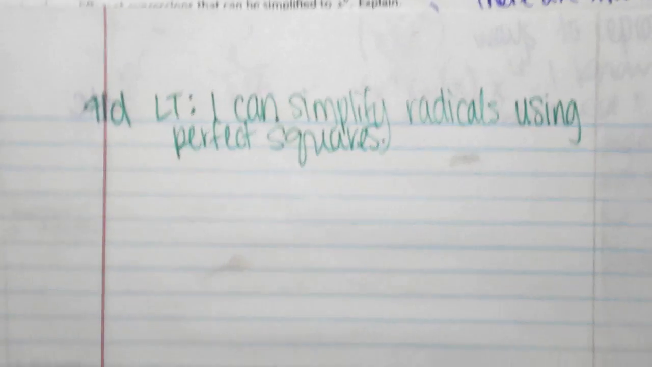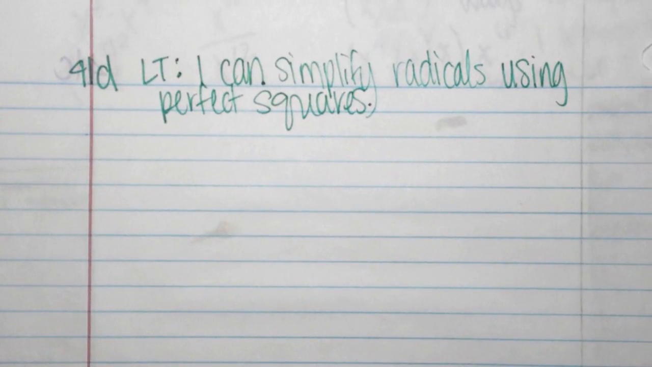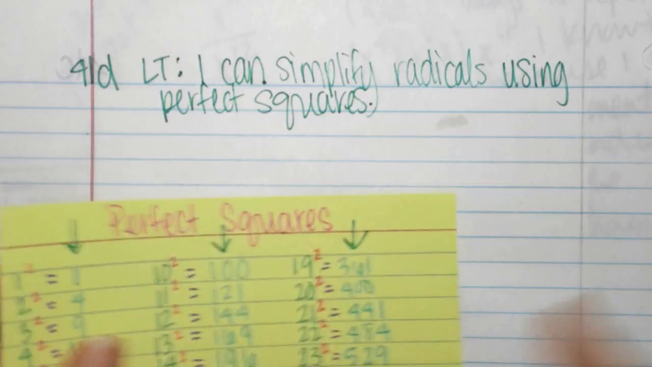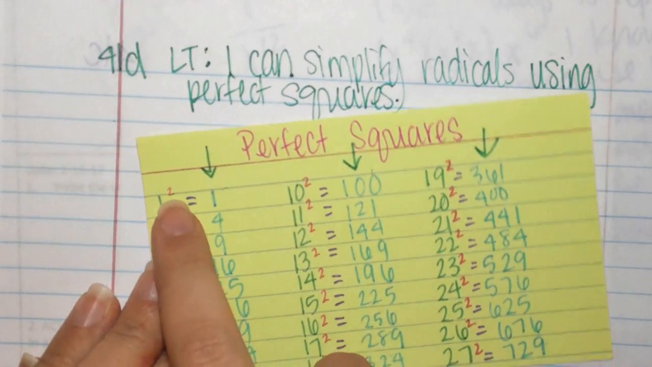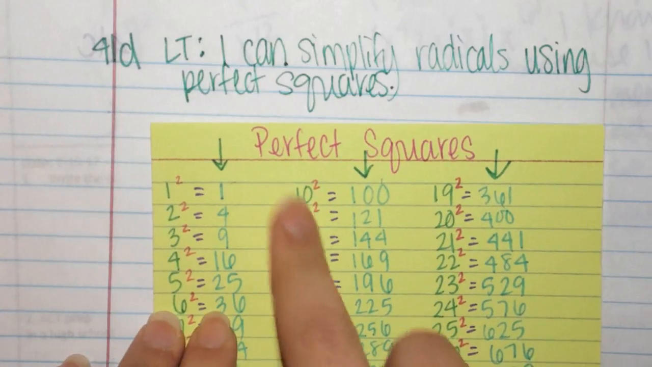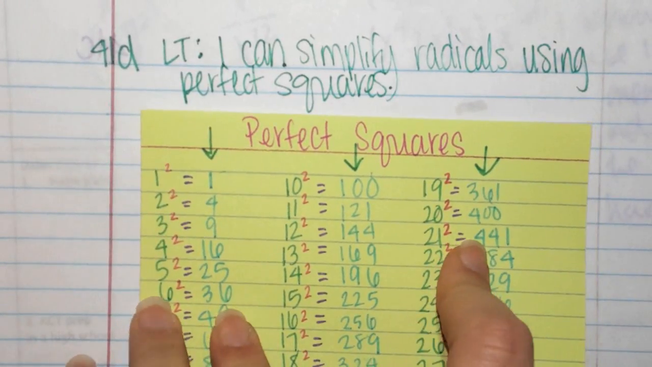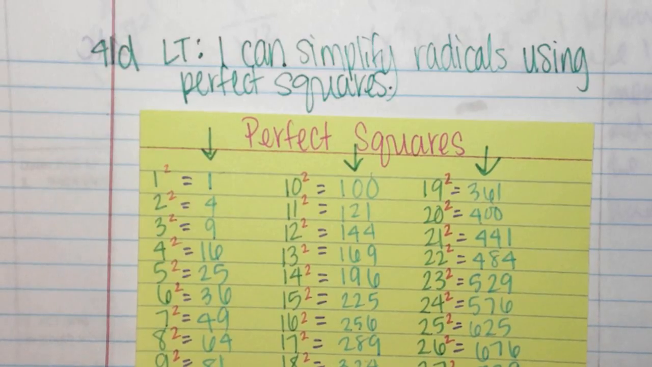Alright, so it says, I can simplify radicals using perfect squares. So that's what we're going to be doing today. Last night we wrote down our perfect squares on the note card, correct? So we should have our counting numbers on the left side and our perfect squares on the right. Counting, perfect squares. You needed to at least do to 20. And we're going to use those today to be able to break down radicals. Is everybody ready?